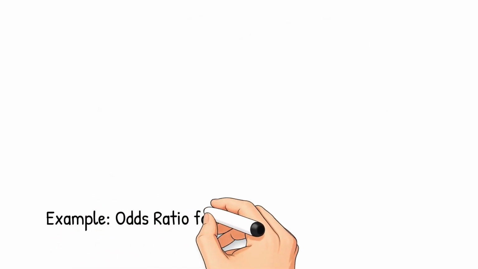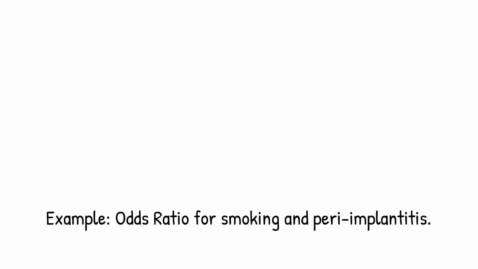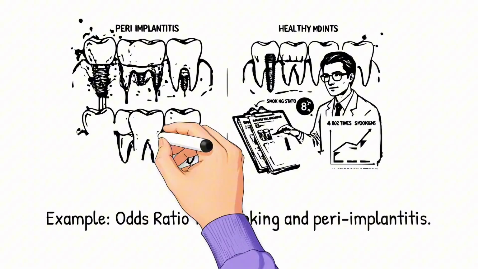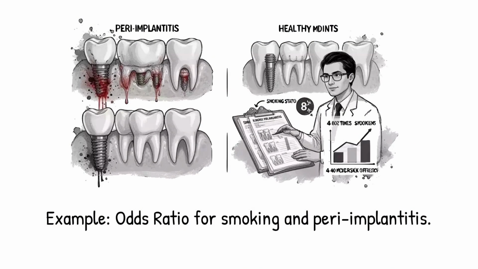Real example: 80 patients with peri-implantitis versus 80 patients with stable implants. Review of records shows cases were 4 times more likely to have been smokers. The odds ratio for smoking is 4.1. Smokers had 4 times the odds of developing peri-implantitis in this sample.